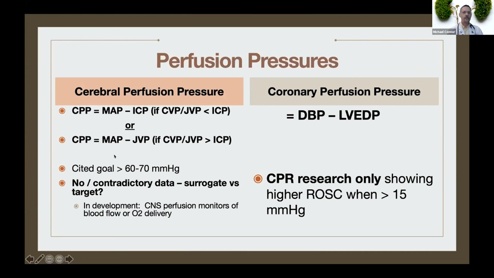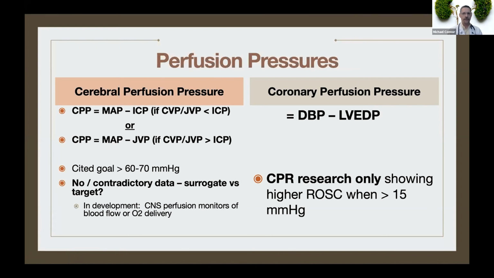What about perfusion pressures in other organs? So cerebral perfusion pressure is MAP minus ICP, or MAP minus jugular venous pressure. The cited goal is greater than 60 or 70, but the data is pretty contradictory as to whether or not this is the proper goal for patients. We do know from CPR research that coronary perfusion pressure is very important. And if you aren't able to maintain a coronary perfusion pressure of greater than 15, then you basically do not achieve ROSC during CPR.